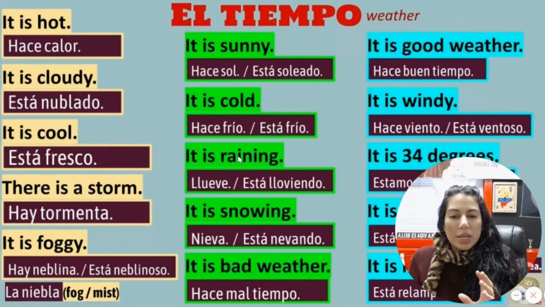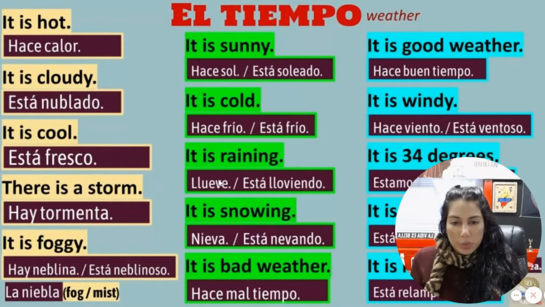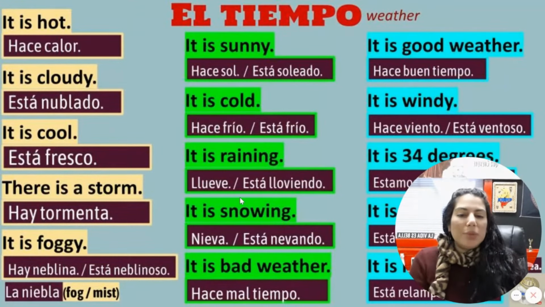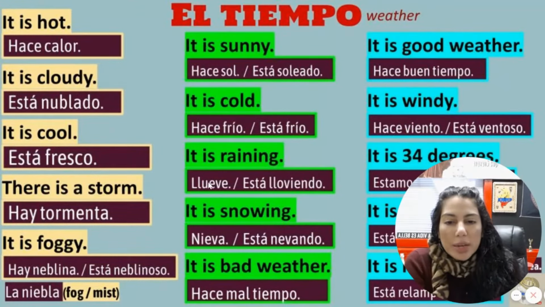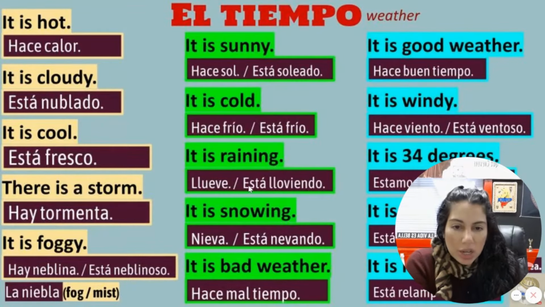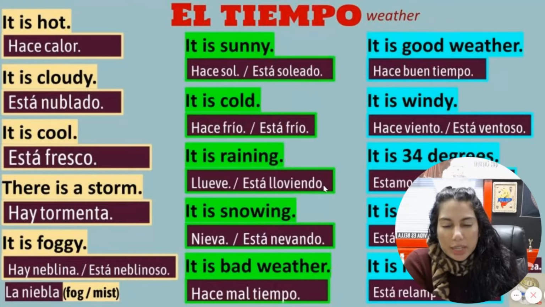So the way we use the verb and we conjugate it, even though this is present tense, and this is like the present participle with the ing in English, it is raining. They both mean the same. So llueve means it rains, or it is raining, o está lloviendo.